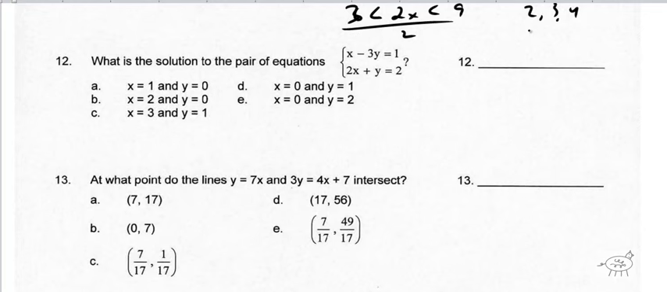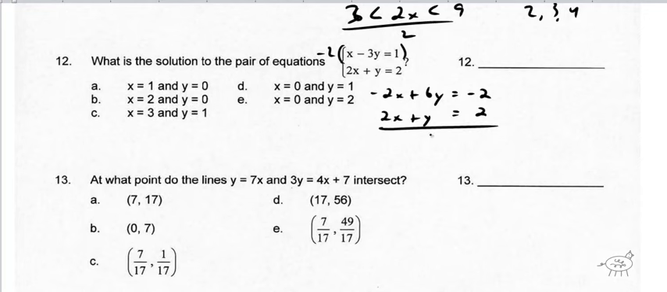But this is a pretty easy problem too, because I can just multiply this guy by -2. So I get -2x plus 6y equals -2, and 2x plus y equals 2. So the x's cancel, and we get 7y is equal to 0, so y is 0. And then let's plug it into the first equation. So it's x minus 3 times 0, so x equals 1.